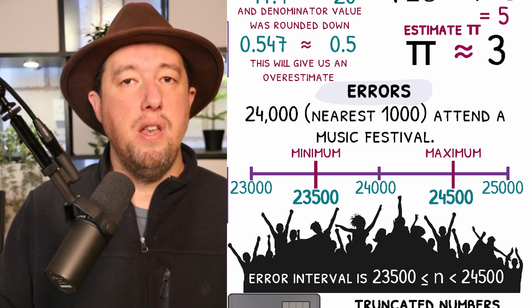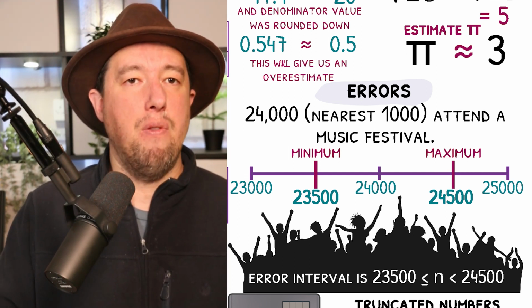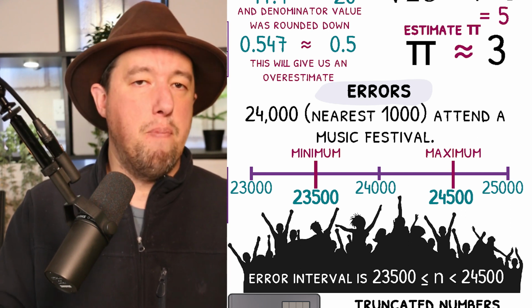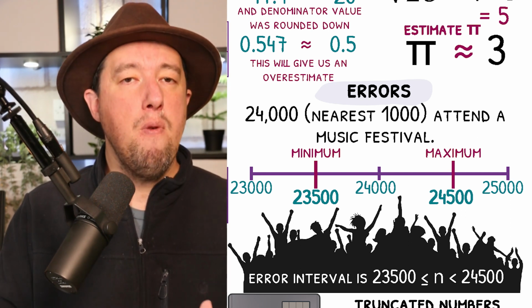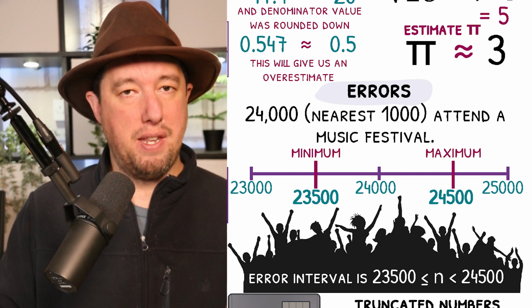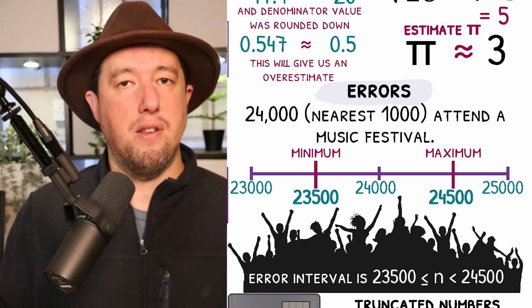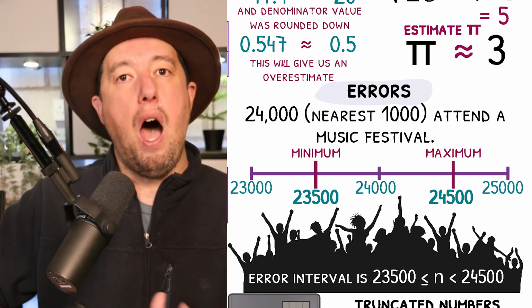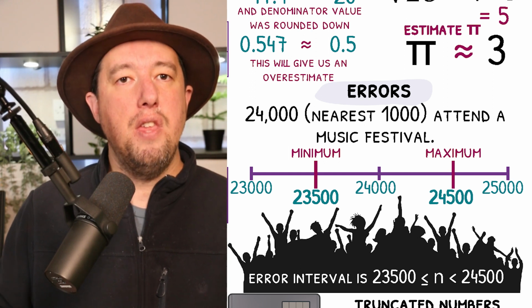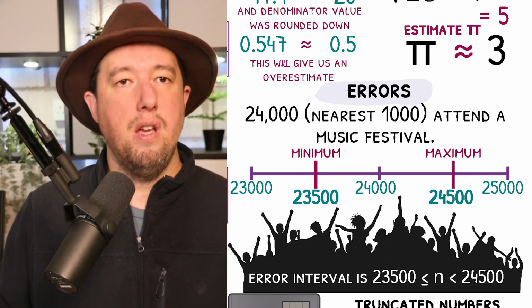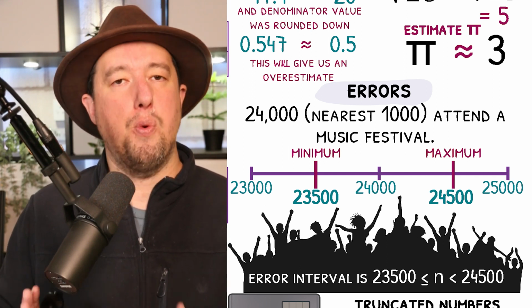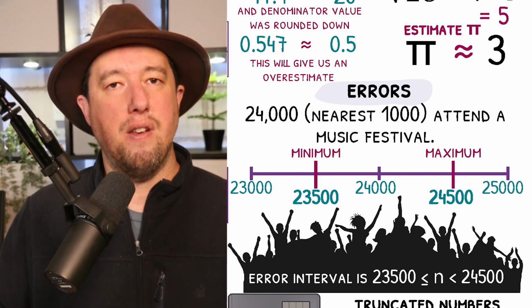To find the error interval, imagine what the next number down that it could have rounded to. This would have been 23,000. Our minimum value will be halfway between these numbers, so 23,500. Now imagine the next number up it could have been rounded to. This would have been 25,000, so our maximum value will be halfway between these numbers, or 24,500.